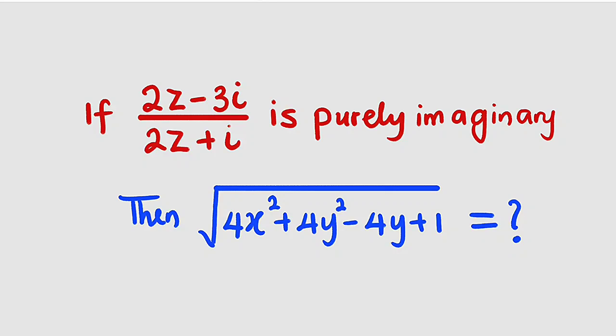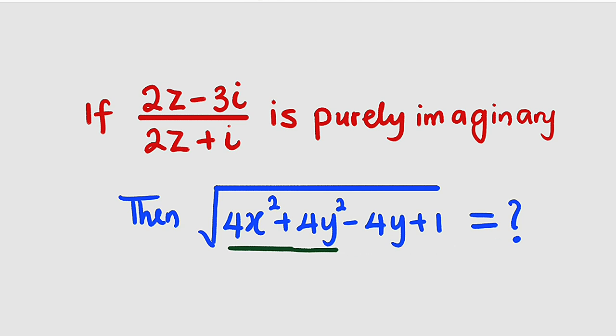Hello, good day viewers. In this tutorial we are going to find a solution to this interesting complex problem. We are given the question: if (2z minus 3i) divided by (2z plus i) is purely imaginary, then we are asked to find the square root of 4x squared plus 4y squared minus 4y plus 1.